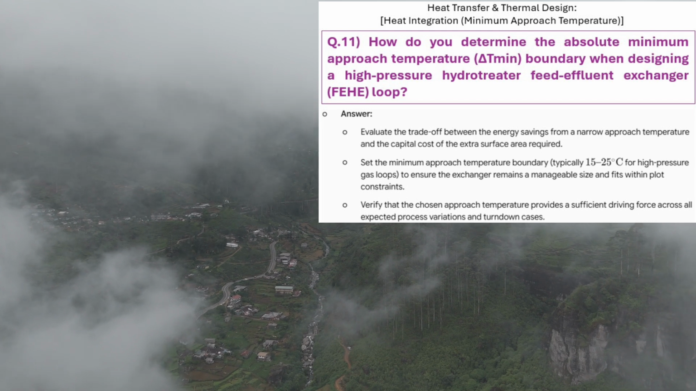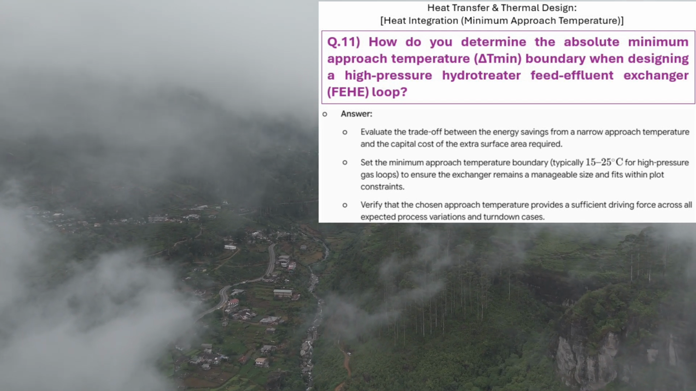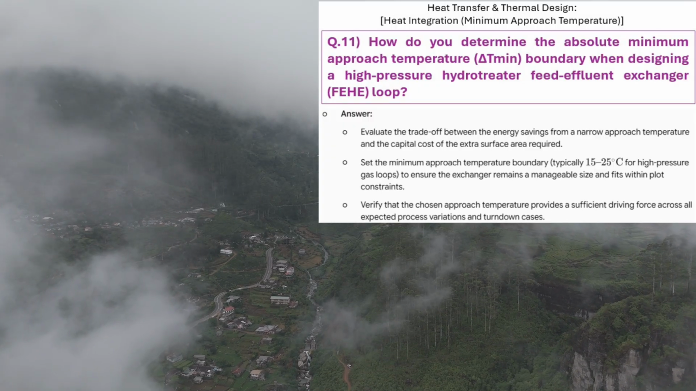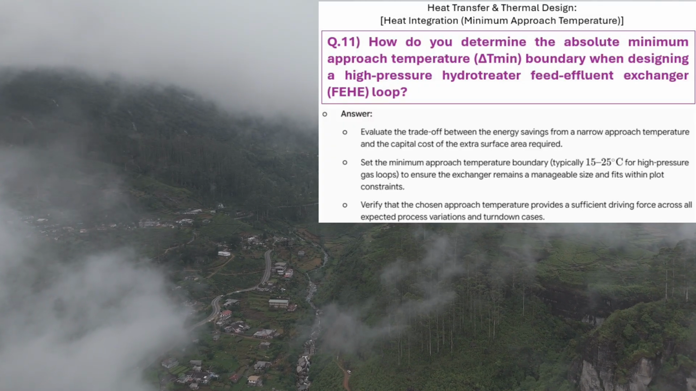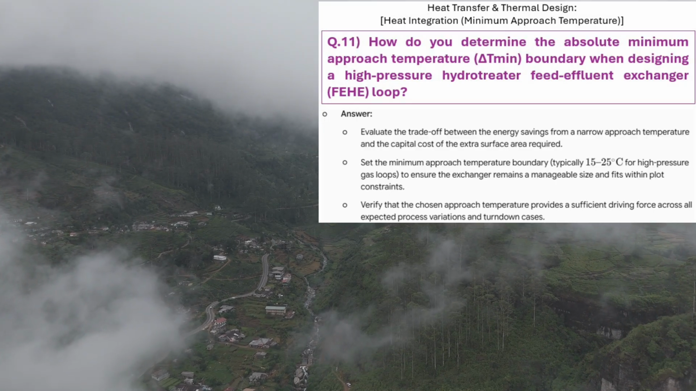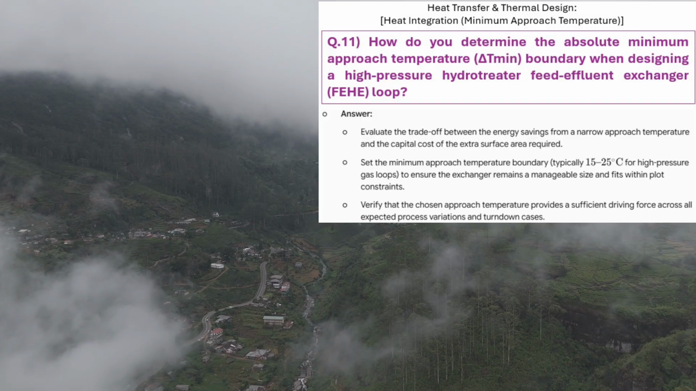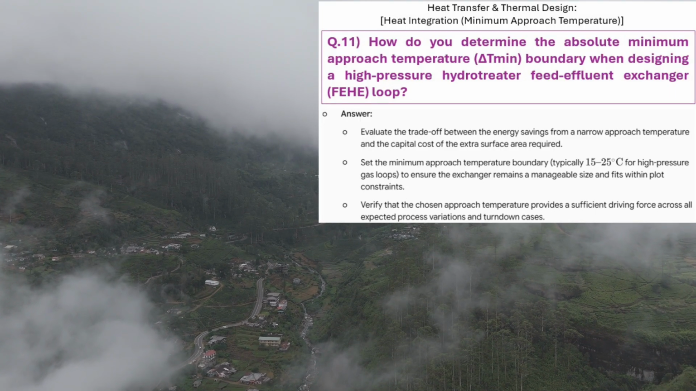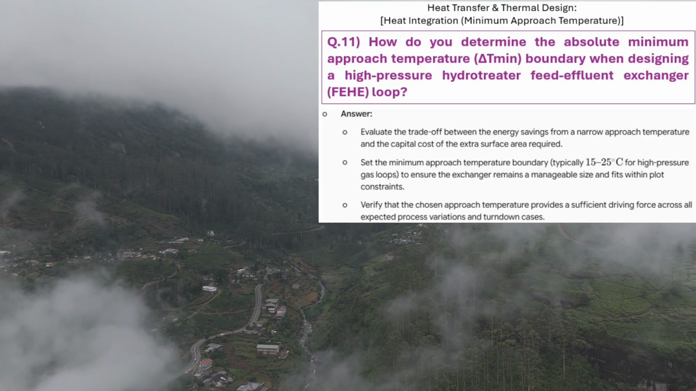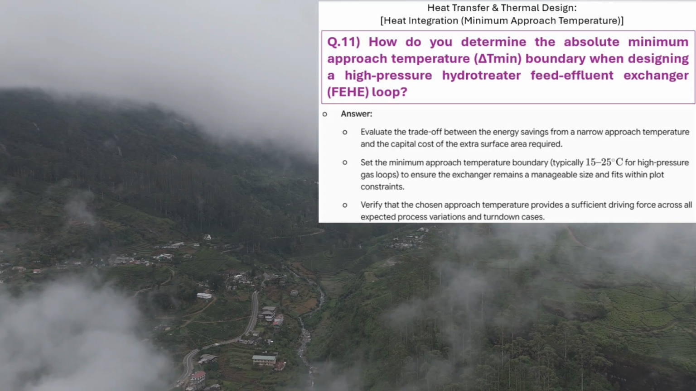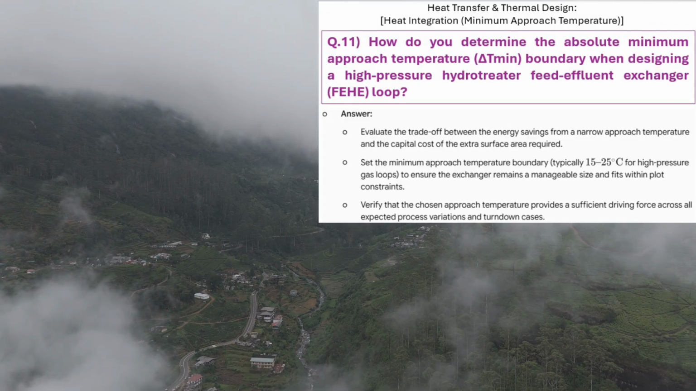The pinch temperature difference is the foundational financial boundary. It explicitly defines the trade-off between initial equipment capex and long-term utility opex. Detail the thermodynamic dynamics of that trade-off. In a high-pressure FEHE loop, a highly aggressive small pinch temperature difference, say 5 to 10 degrees Celsius, maximizes internal thermal energy recovery, which minimizes external fired heater duty and cooling water loads, slashing utility opex day over day.